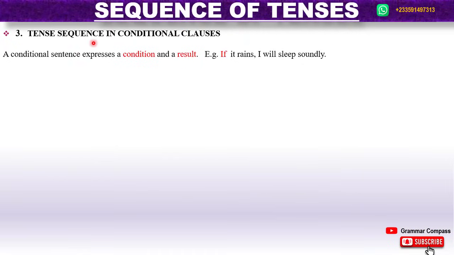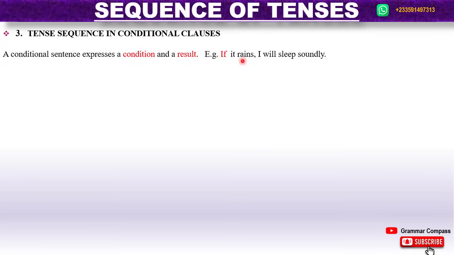Let us talk about tense sequence in conditional clauses. What is a conditional clause or a conditional sentence? It is a sentence that expresses a condition and a result. For example, if it rains, I will sleep soundly. So this is the condition that must occur before the result happens. If it rains, I will sleep soundly. Condition, result. This is also a complex sentence.